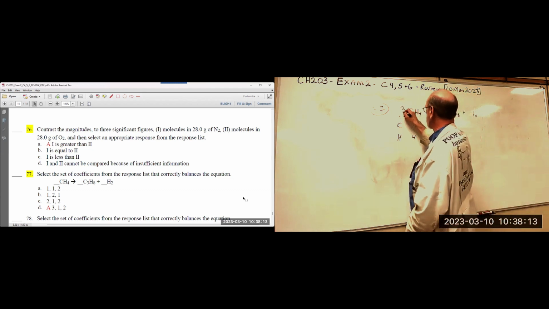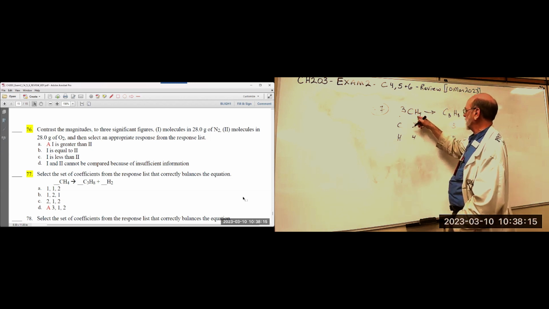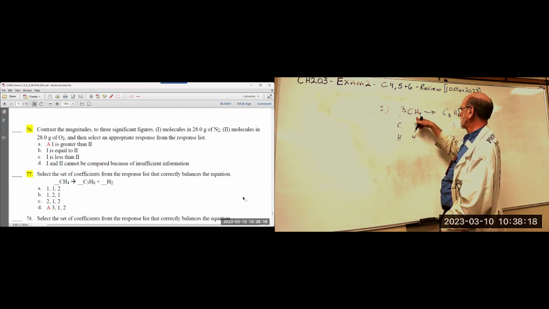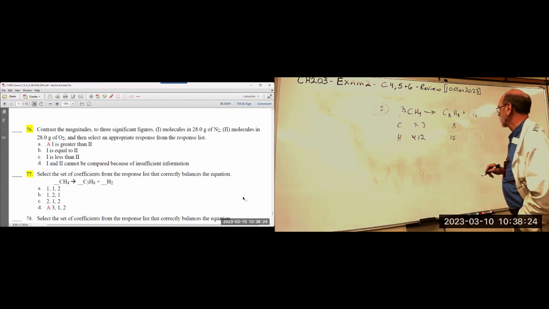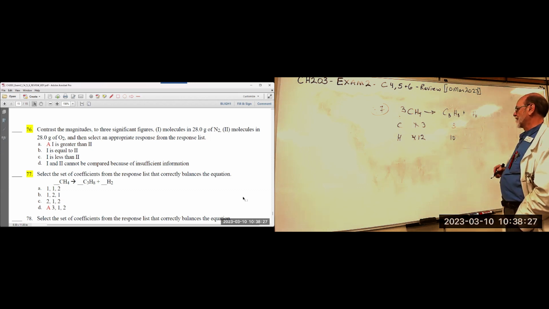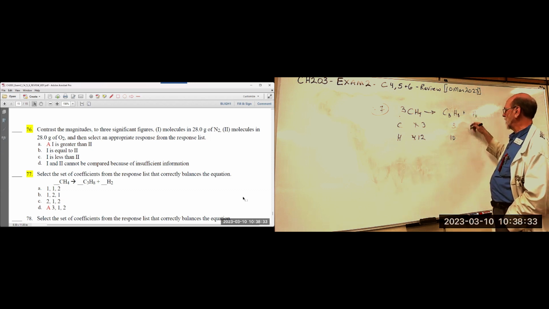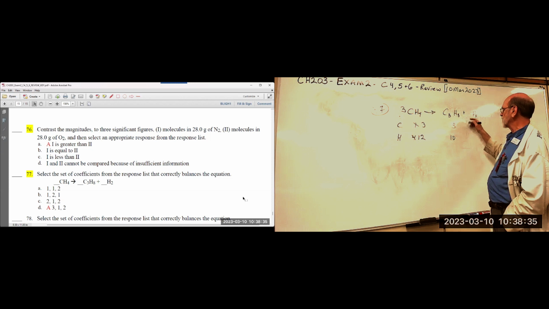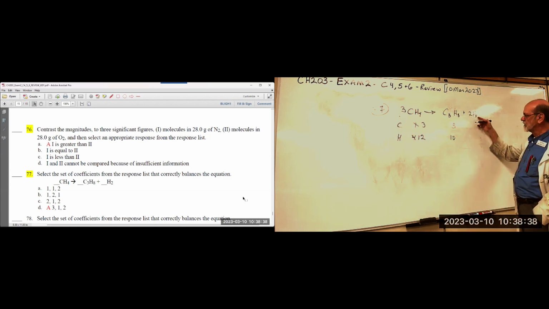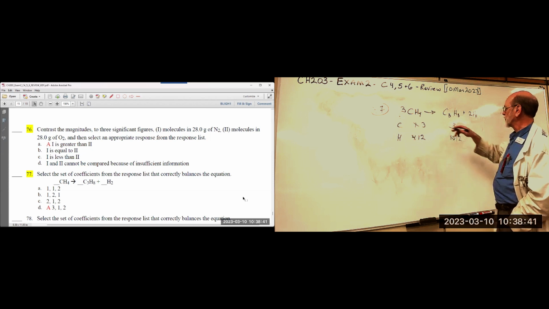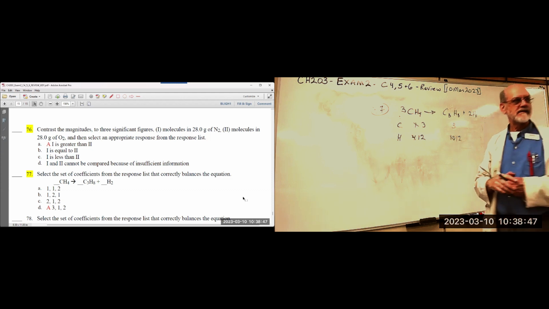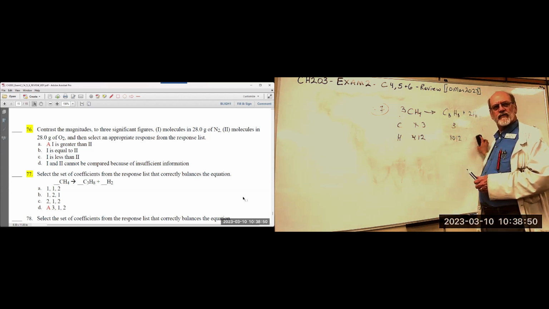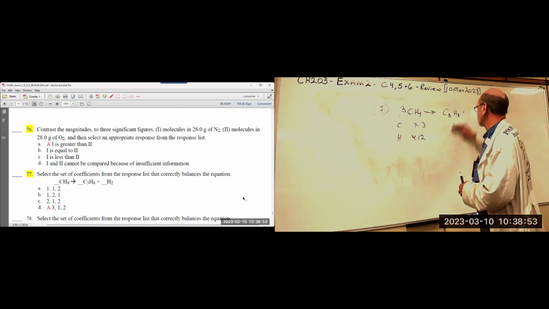So I need 3 carbons over here, right? That makes 12 hydrogens. Now, how am I going to get 12 out of this one? Oh, I need 4 plus 8 is 12, so I need 2 here. Right? So 4 plus 8 is 12. So it's 3, 1, and 2. Okay? Y'all comfortable with balancing equations? Okay, good.